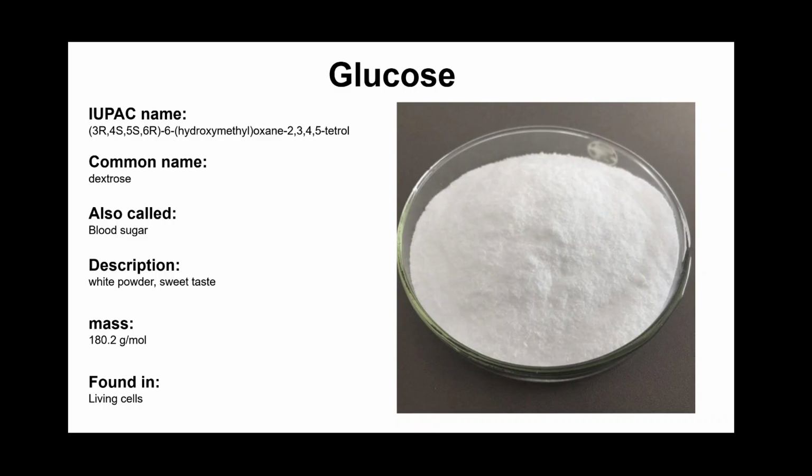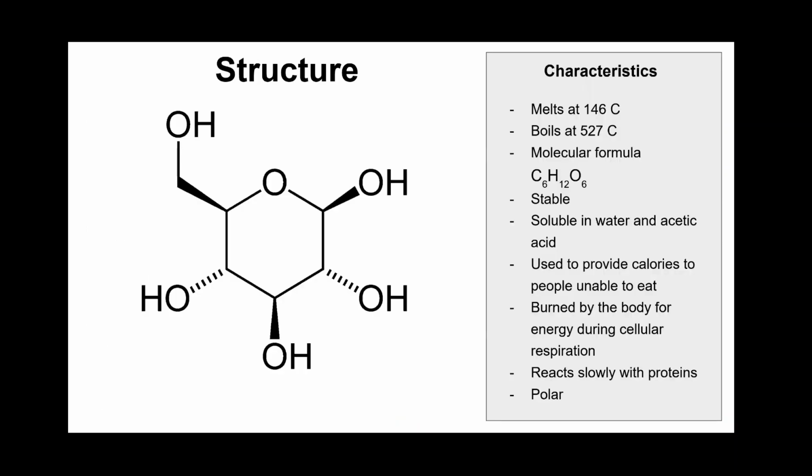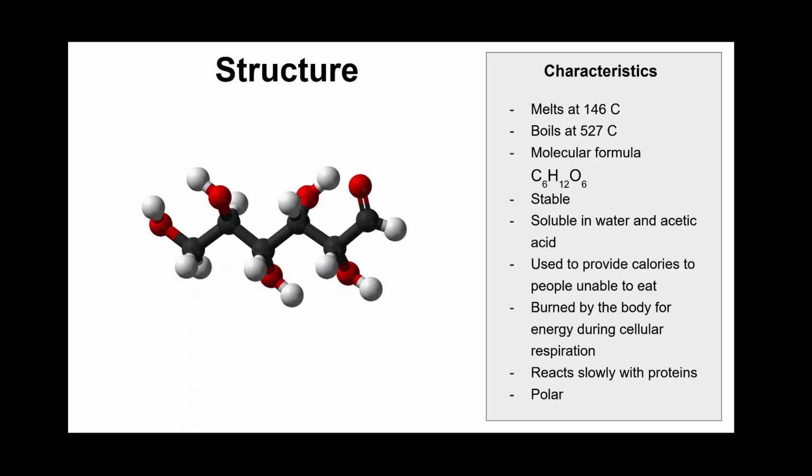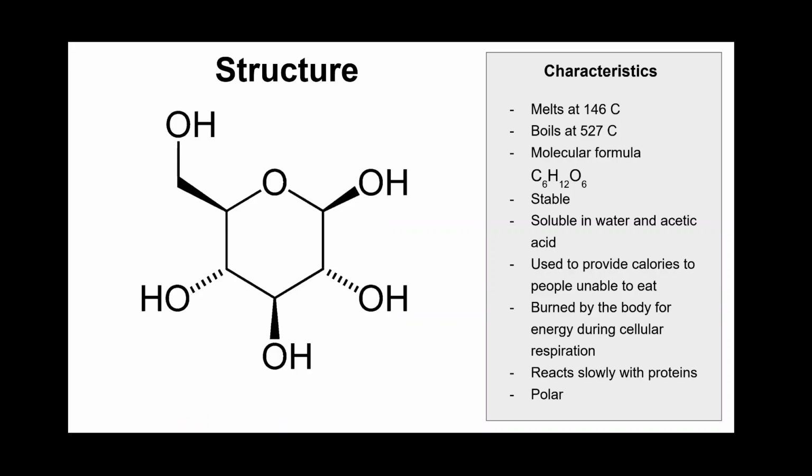So glucose is used by all living cells to burn for calories. Here is a simple structure of glucose. It actually has two structures. It has this one, which is a kind of line structure, and another one, which we'll see in a second, which is a ring structure, which is this.